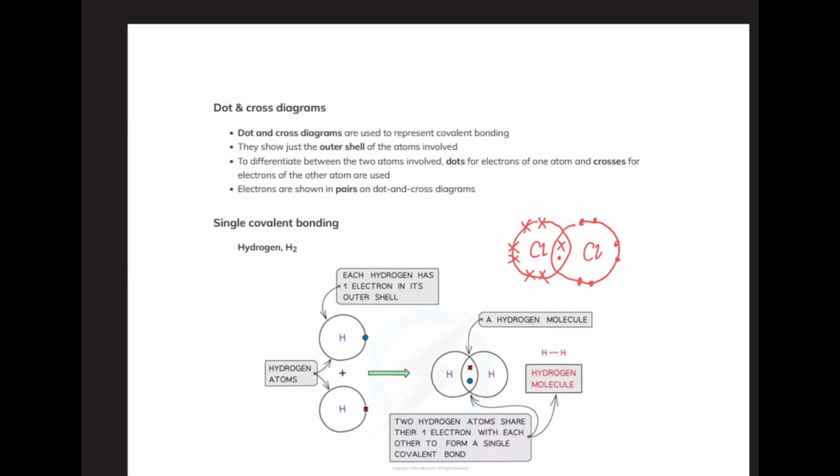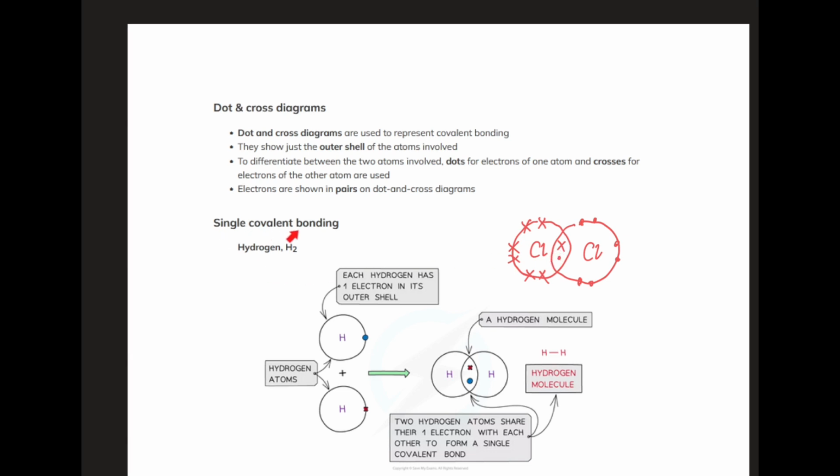Of course, they show us the more basic example here. Okay, so to differentiate between the two atoms involved, dot for electrons of one atom and crosses for electrons of the other atom are used. So you can see dot for this and then crosses for this. And then electrons are shown in pairs on dot and cross diagrams. Okay, shown in pairs. So that means like 2 here, 2 here, 2 here, and 2 there.